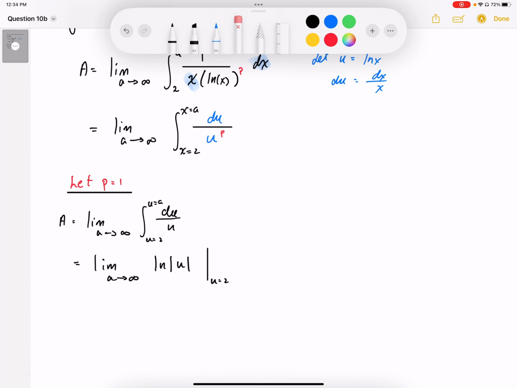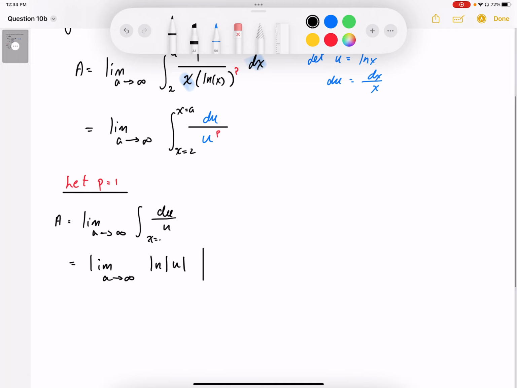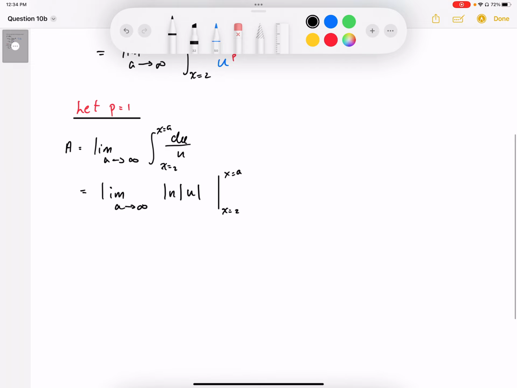So this is when x is equal to 2, because that's what I started with, and x is equal to a. Then I'm going to replace my u again, so I get the limit as a approaches infinity of log x, from 2 to a.